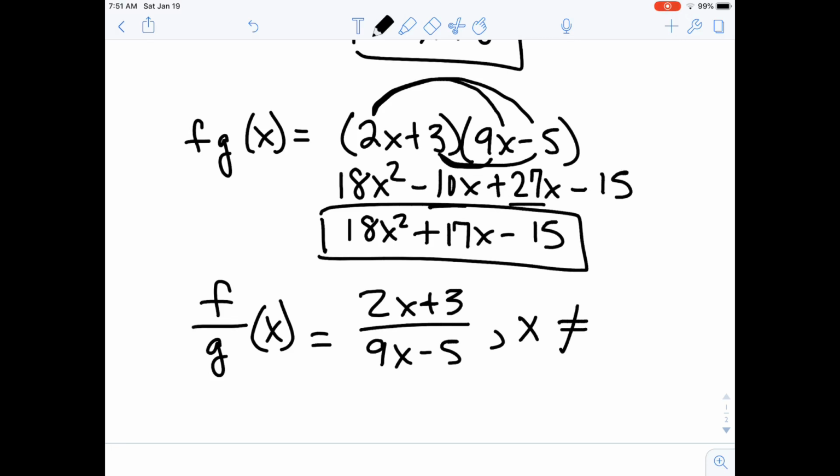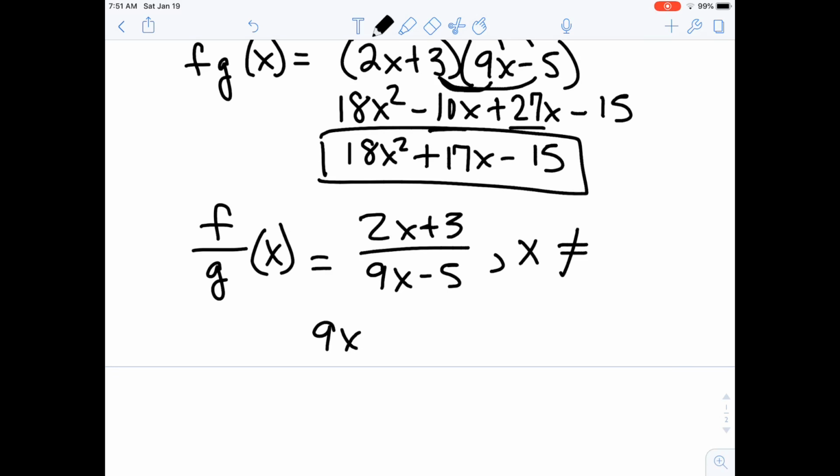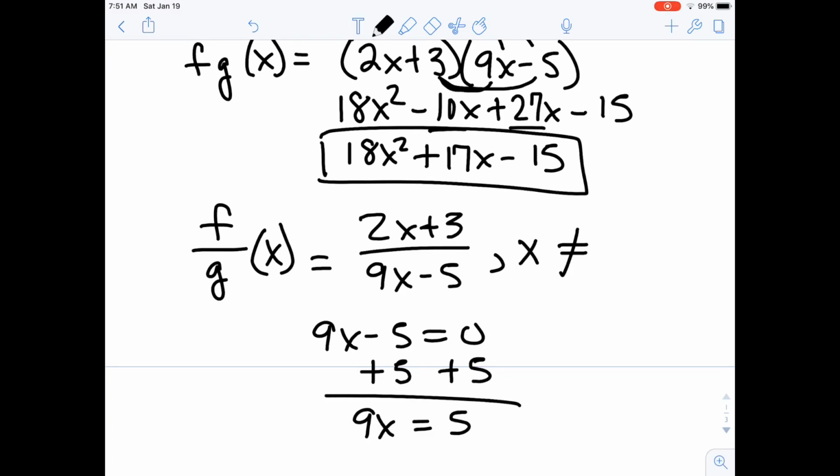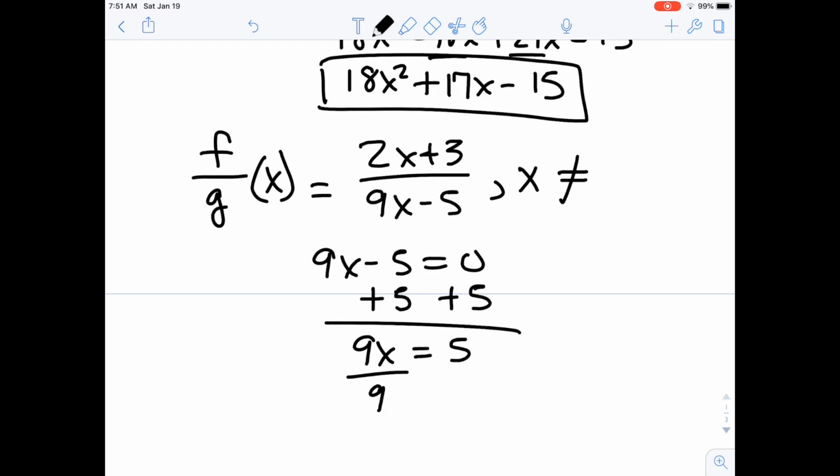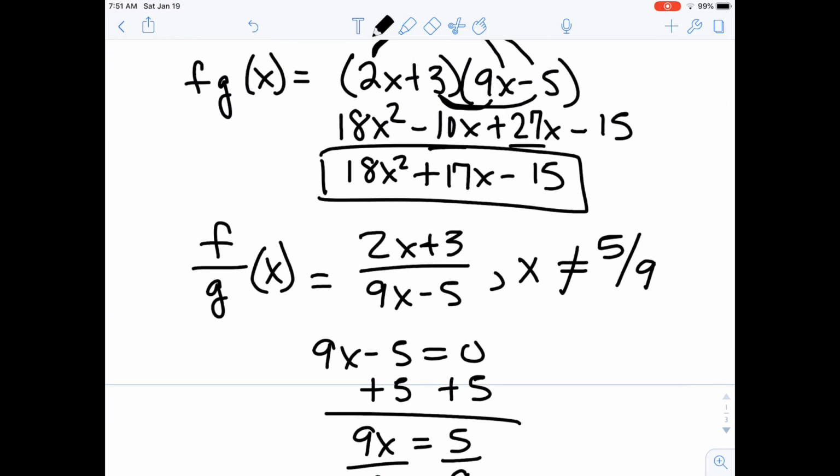All they do to find this part is take the bottom. So you take 9x minus 5, and they set it equal to 0. As long as this bottom's not equal to 0, you're good. So they solve this for 0. You get 9x equals 5. If you divide by 9, you get x equals 5/9. So as long as x doesn't equal 5/9, you're okay. That's what that second part is. They always like to tack that on at the end. But that's how you do operations.